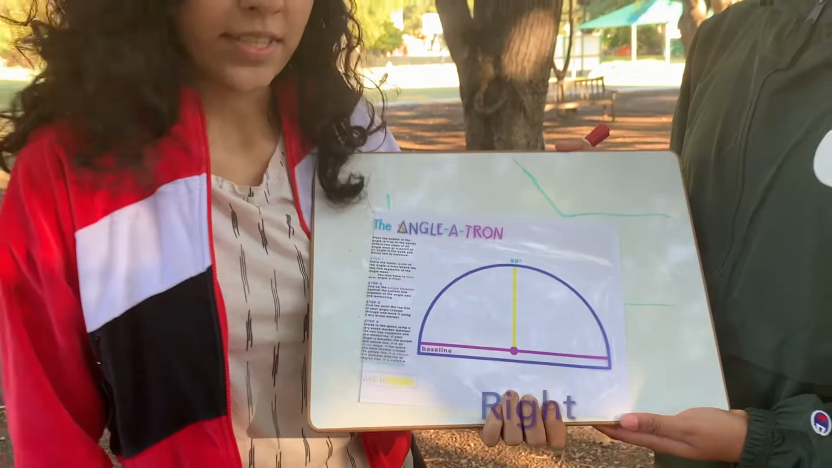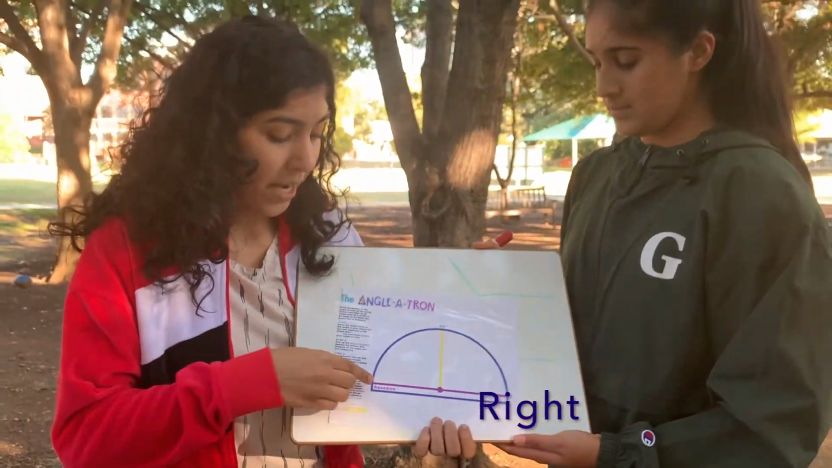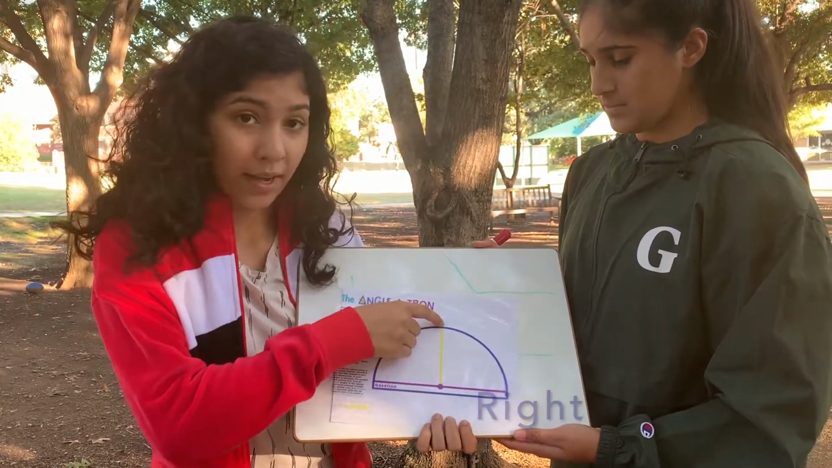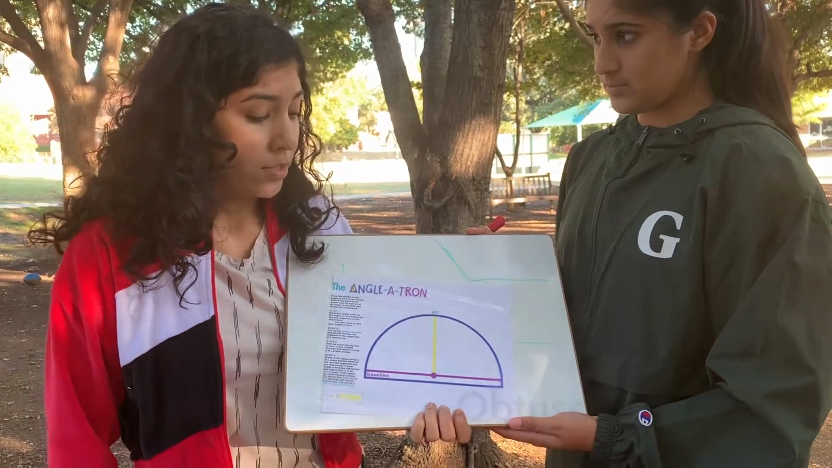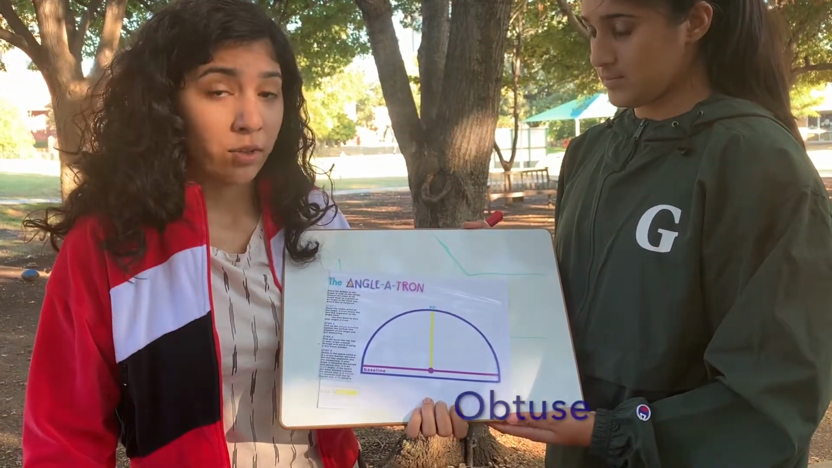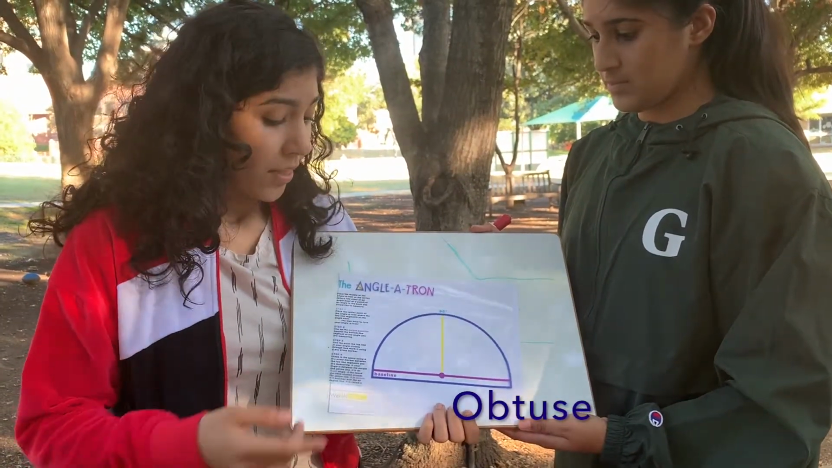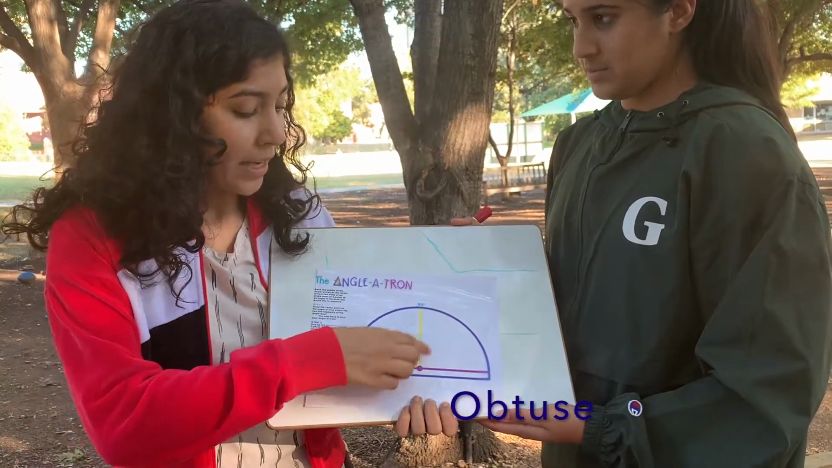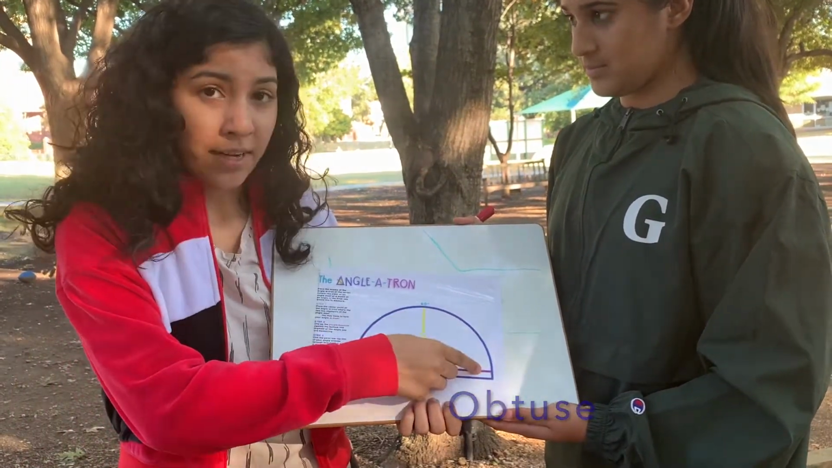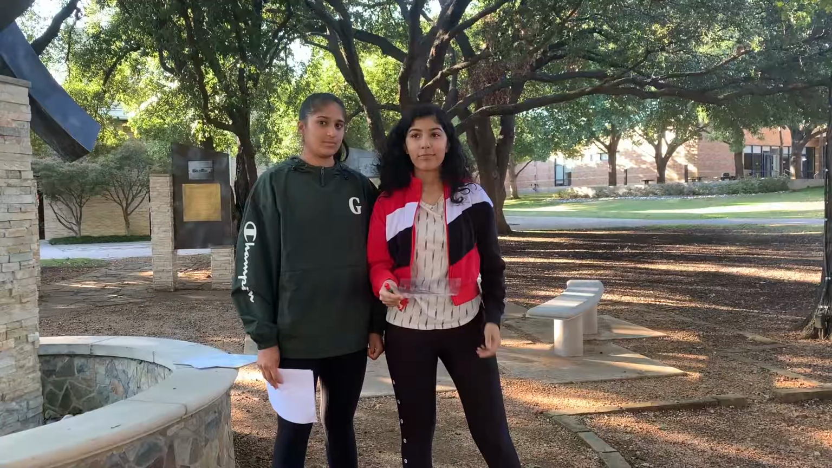A right angle is an angle of 90 degrees, so that would be made up of this baseline and this yellow line right here. An obtuse angle is an angle more than 90 degrees, so a bigger angle. That would be made up of this baseline and any line in this space after the 90-degree mark right here.